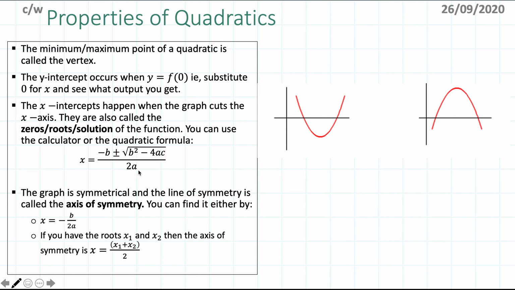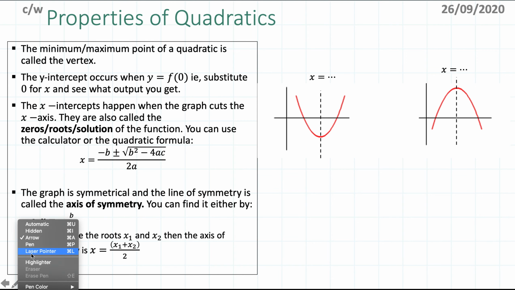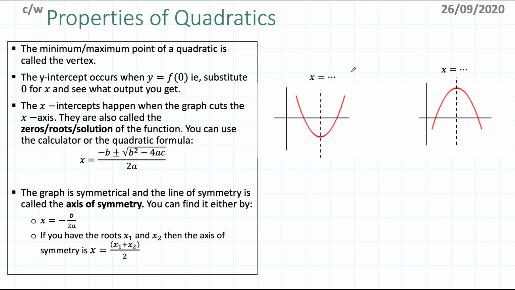And then finally, you notice that the graph is symmetrical, so I can actually cut it in half. This special line that cuts it in half is called the axis of symmetry. We either find it by doing negative b over 2a, or if you have the roots, the first root and the second root, you can add them together and divide by 2, and that would give you the axis of symmetry. Because the axis of symmetry is a vertical line, it's x equals something. That's the equation for the axis of symmetry, and in an exam or class questions, you have to write x equals something for the full equation, especially if they ask you for an equation.